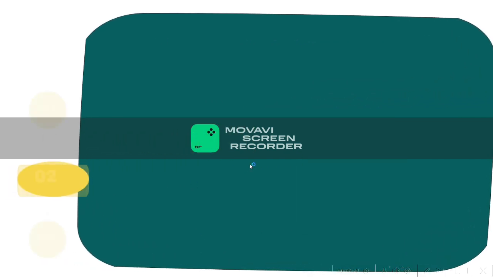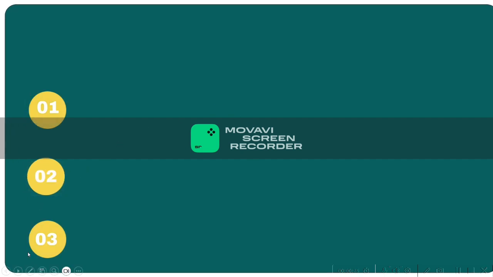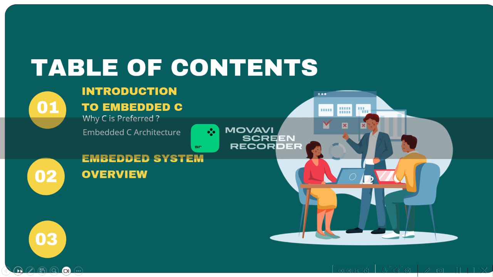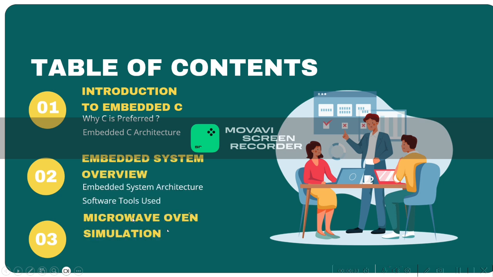Now next we'll discuss the table of contents. Those are introduction to embedded C, embedded system overview, and micro-oven simulation. In the introduction to embedded C, we explain why C is preferred and embedded C architecture. In the second one, embedded system overview, we will explain embedded system architecture and software tools used. And third one, micro-oven simulation. In this one, we'll explain the project overview and key learnings and takeaways.